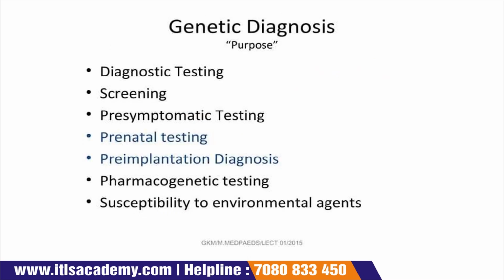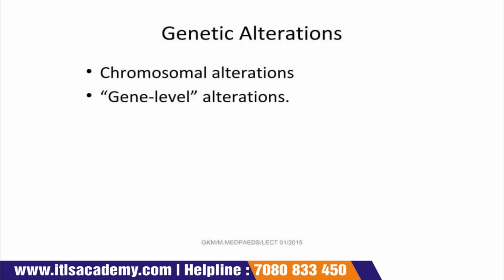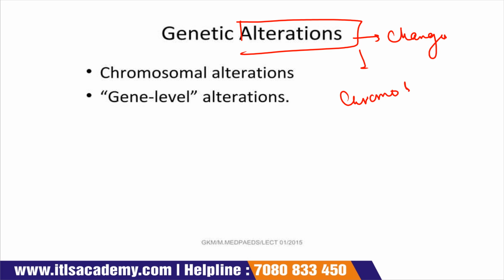The purposes of genetic diagnosis: the first one is diagnostic testing, screening, symptomatic testing, parental testing, pre-implantation diagnosis, pharmacogenetic testing, susceptibility to environmental agents. Now, genetic alteration. Genetic alteration takes place in two ways. Alteration means changes. So it takes place either by chromosomal changes or at the gene level.